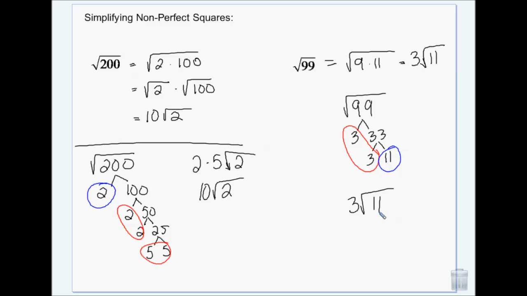Now if you have more than one number left over, let's say I have an 11 and a 5, then whatever numbers are left over get multiplied back together and stay inside, and then whatever numbers get pulled out get multiplied together outside.